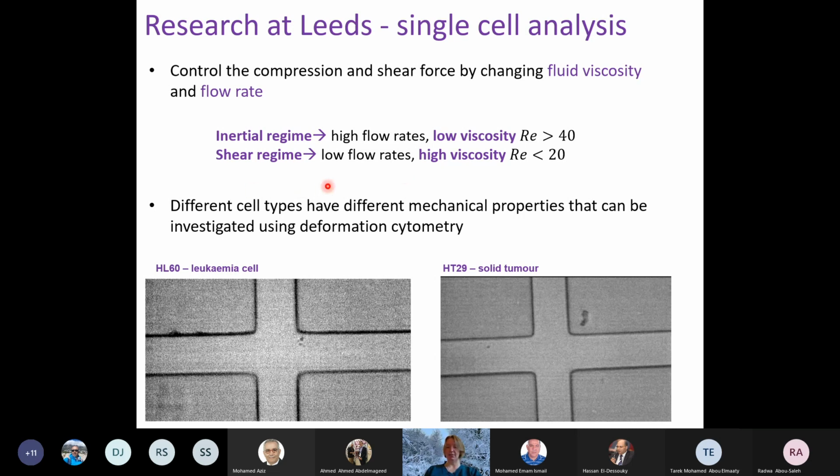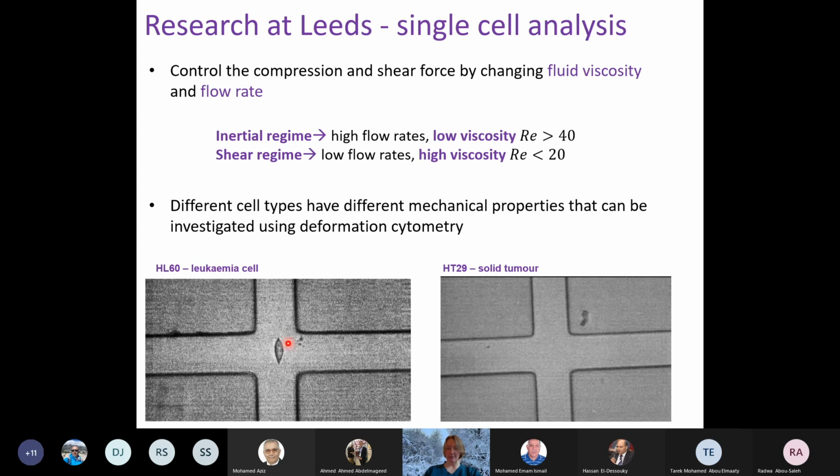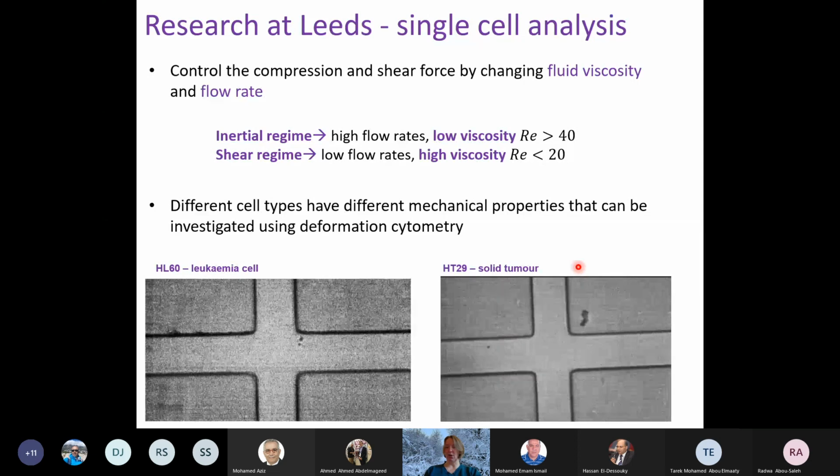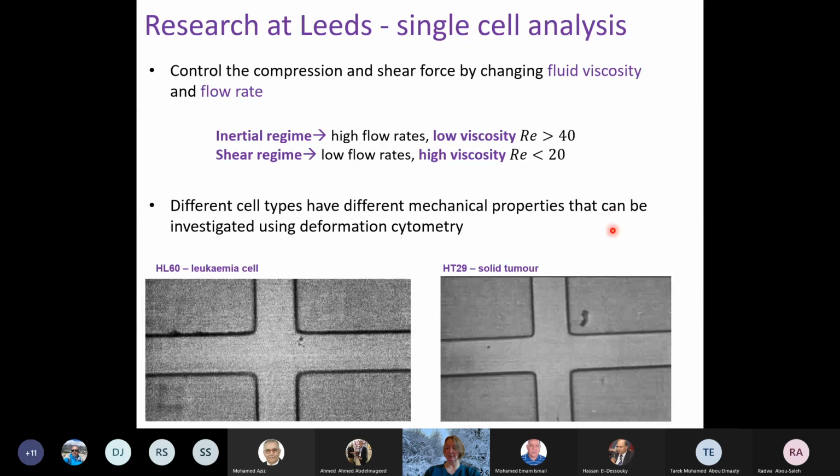And different cell types have different mechanical properties that can be investigated using these. So for instance, this video here, if it will play, is a leukemia cell. Now, leukemia cells are a blood cancer, so they tend to be very soft because they've got to be able to travel around the vasculature system. And as you can see, they compress quite easily in that stagnation point when they flow in there. HT29 cells are a solid tumor cell, so they are a rigid cell. And as you can see, they deform very little when they come into this stagnation point in the center of the channel.